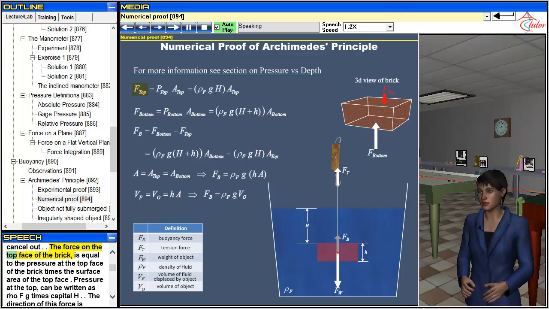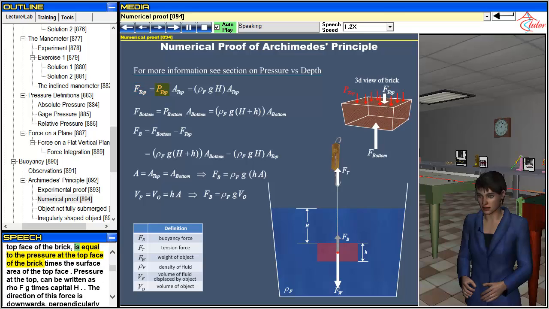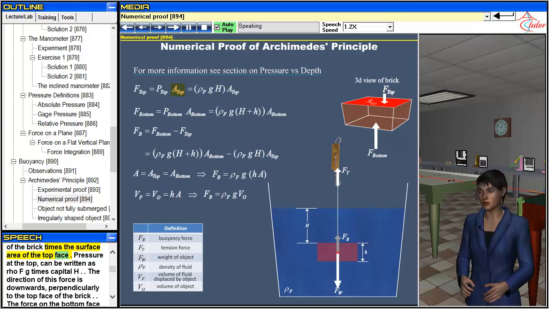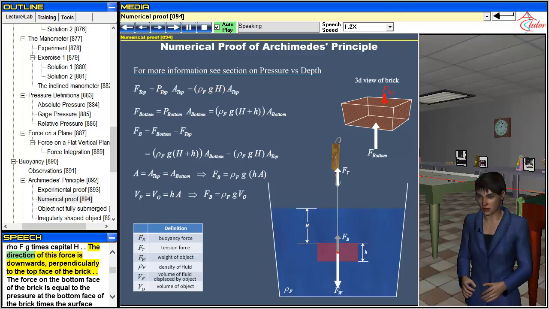The force on the top face of the brick is equal to the pressure at the top face of the brick times the surface area of the top face. Pressure at the top can be written as rho f g times capital H. The direction of this force is downwards, perpendicularly to the top face of the brick.